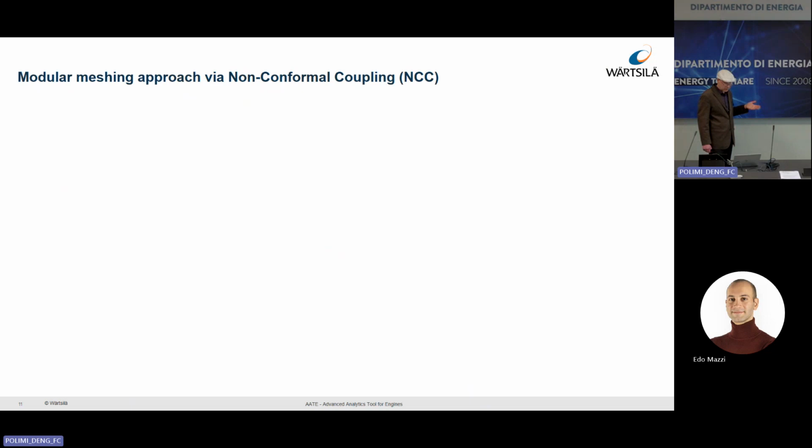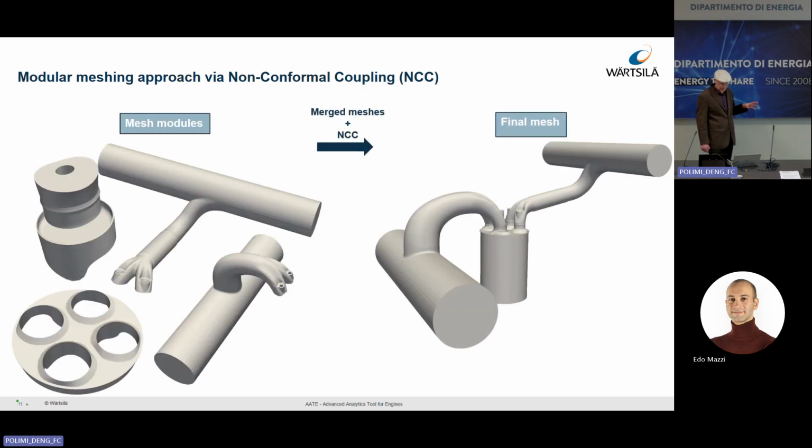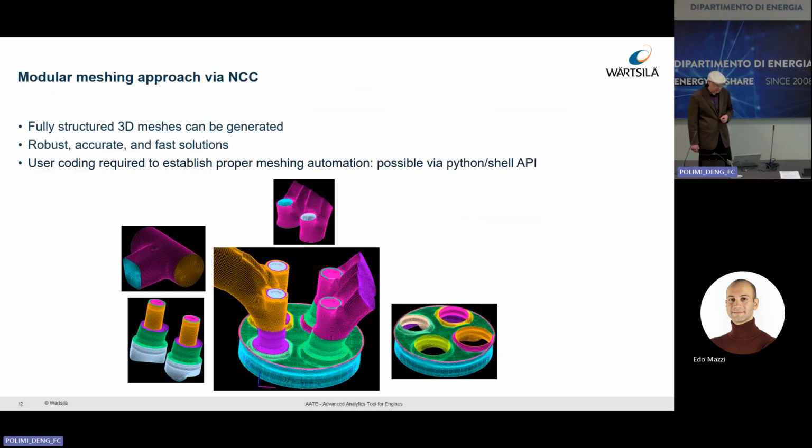NCC is a non-conformal coupling that allows us to start with a bunch of modules, valve, ports, cylinder head, piston, whatever, and just assemble them together and have this NCC attached between them. And that gives this kind of thing. These are some of the GridPro meshes that we can share with you.